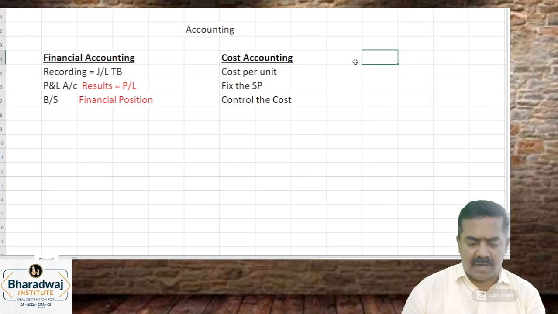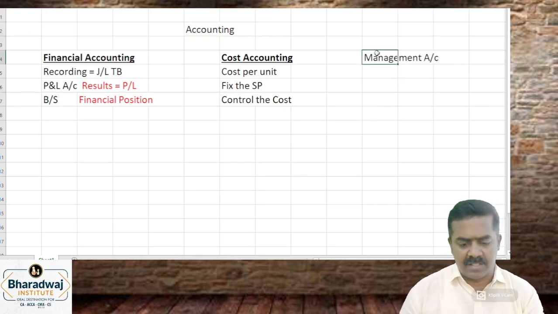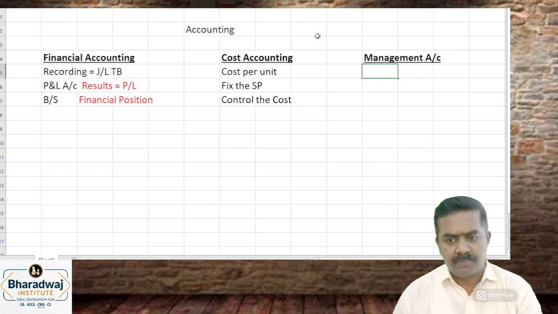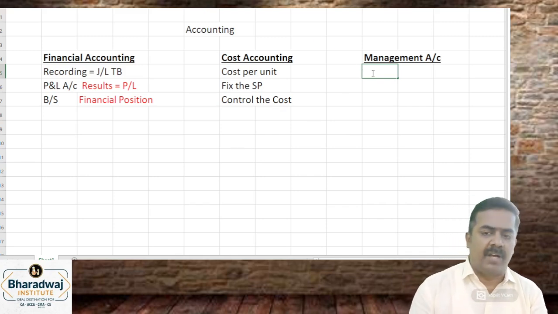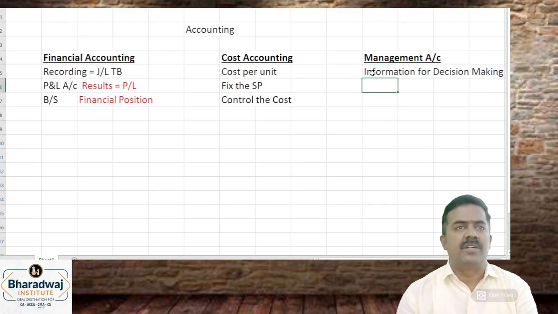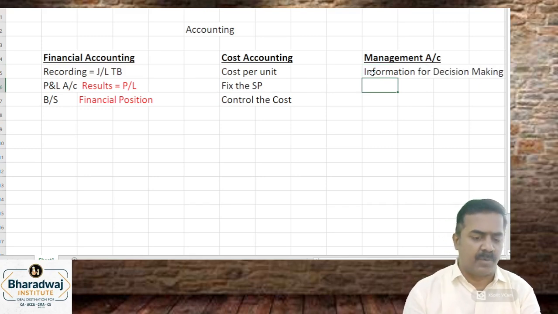The third branch of accounting is which one? Management accounting. We are called cost and management accountants. Management accounting is concerned with providing information for decision making. For example, when the management wants to decide, they provide information for decision making in the form of ratio analysis.